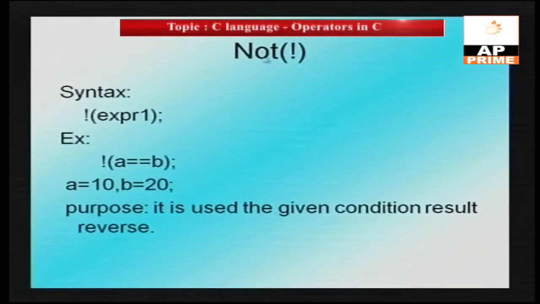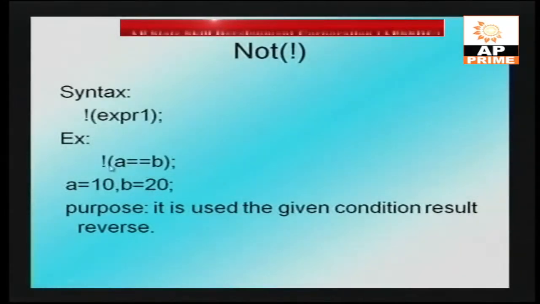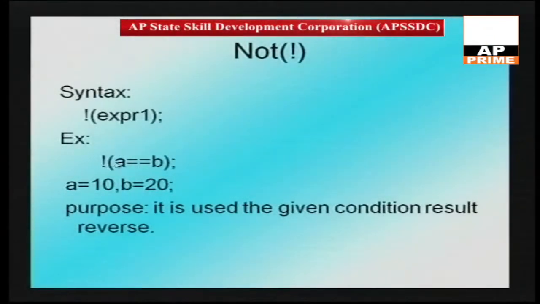What is the NOT operator you have? The exclamation symbol, followed by the expression I want to check. The NOT operator negates the expression to be tested. Suppose I want to test whether A equals B or not. A value is 10, B value is 20. Is 10 equal to 20? No, it's false. But if I put that exclamation mark, not false. What is meant by not false? True. Actually your expression is false, but not false means true.